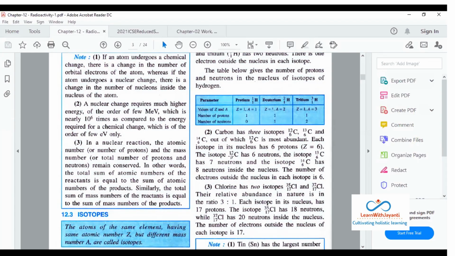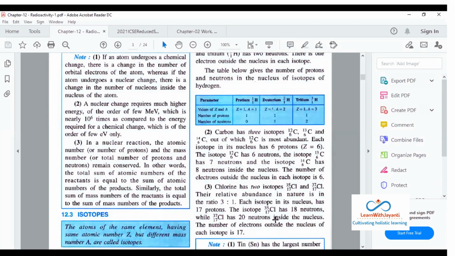Now the first one, 12, has 6 neutrons. The 13 one will have 7, and the 14 one will have 8 neutrons. The number of electrons outside the nucleus in each isotope is 6. Okay, so that means they're chemically the same. So we are not talking about which of these is radioactive for the time being. Just for your knowledge, let me tell you, this one is the radioactive one. That is why it is called a radioisotope, which we are going to study.